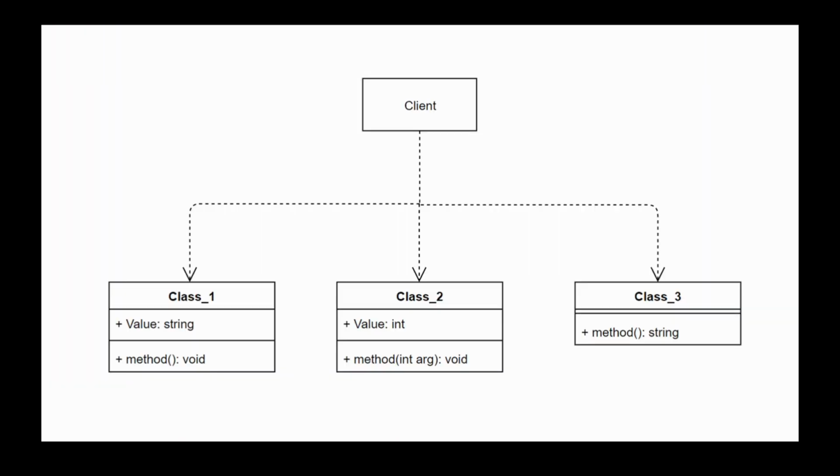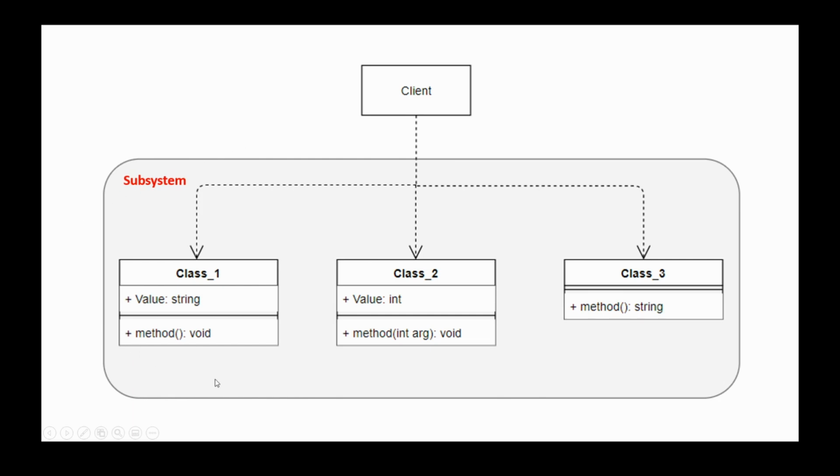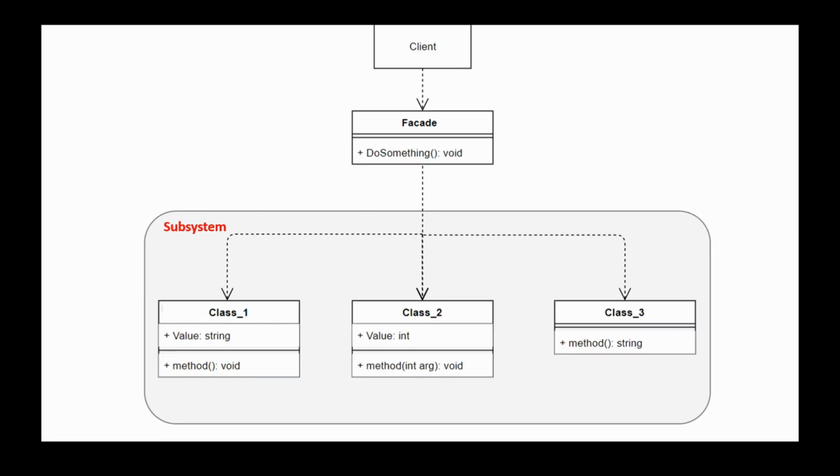If we look into the UML diagram, I have here, for example, 3 different classes, and these classes interact with each other, and the client has to interact with all these classes. And this can be very complicated for the client. So we encapsulate these classes into a subsystem, and to access the subsystem we implement a facade. So the client only has to call the facade, and the facade interacts with the subsystem.